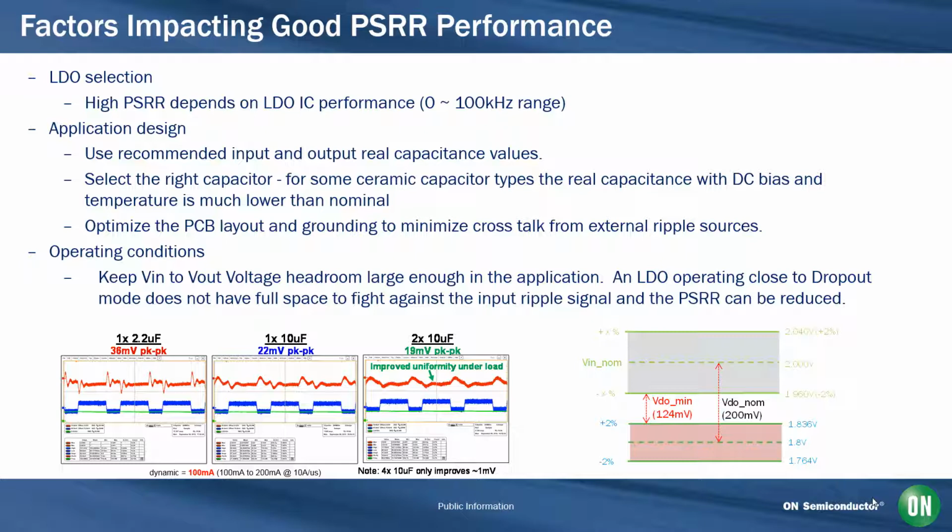And the third thing is your operating conditions. Keeping the V in to V out voltage headroom large enough in the application. An LDO operating close to the dropout mode doesn't have the full range to be able to fight against the input ripple signal and can cause reduced PSRR performance in that application. So as we see in the bottom right, take a look at both min and nominal case to make sure that you're giving enough headroom for the LDO.